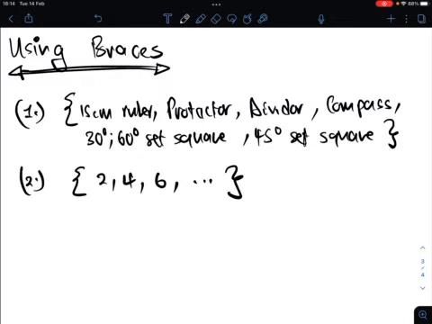So for example, if someone sees 2, 4, 6, they can easily know what is going to come after the 6, and what is going to come even after that number, and what is going to come next, things like that. So this is how braces can be used most of the time. You see that? So this is how the brace method works.